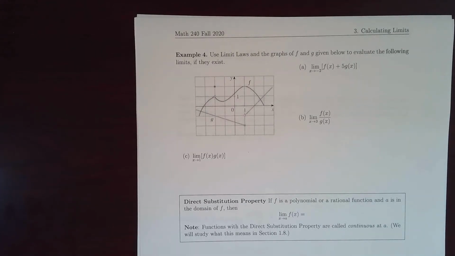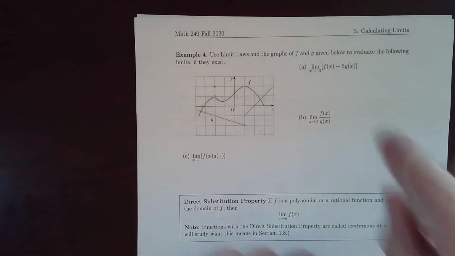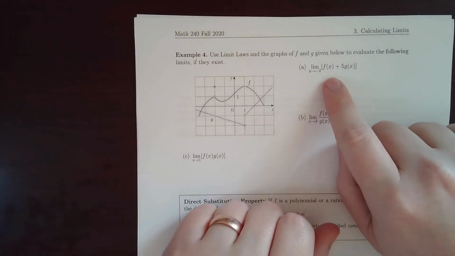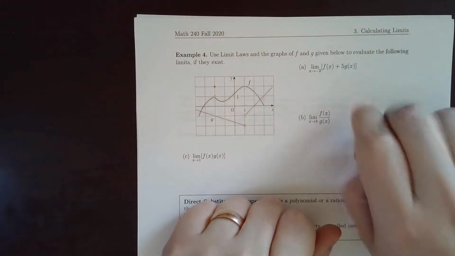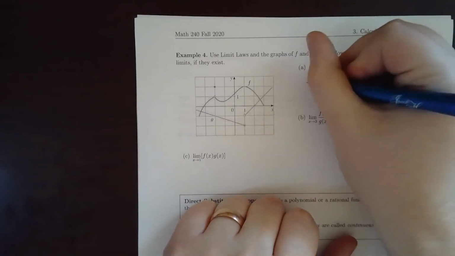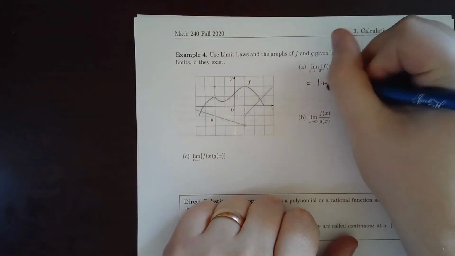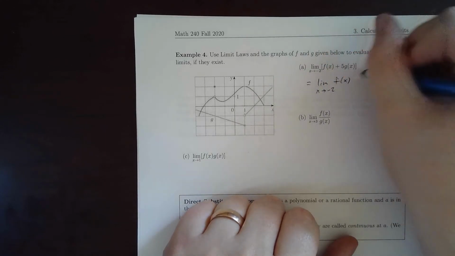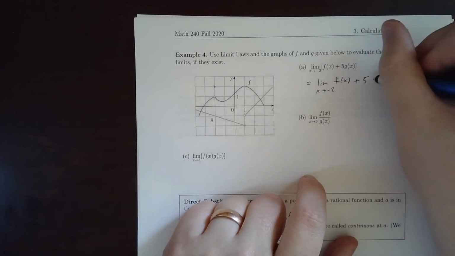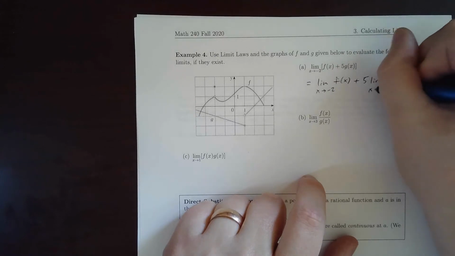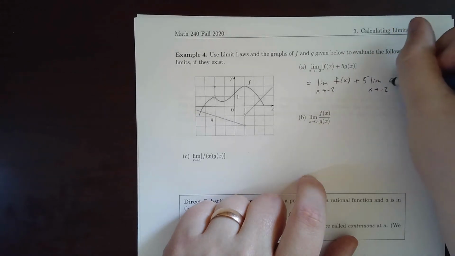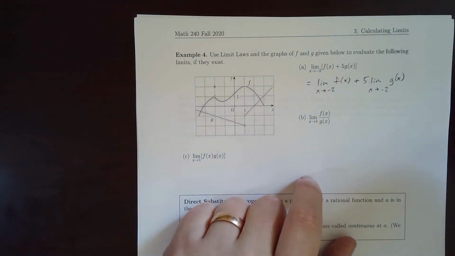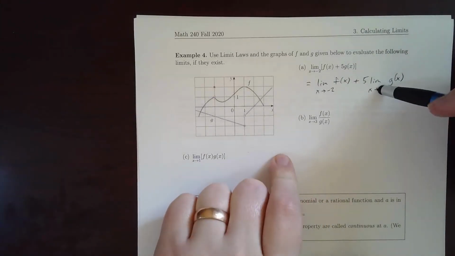Alright, so let's say we wanted to find the limit as x approaches negative 2 of f of x plus 5 g of x. Well, we can break that down into being the limit as x approaches negative 2 of f of x plus 5 times the limit as x approaches negative 2 of g of x.